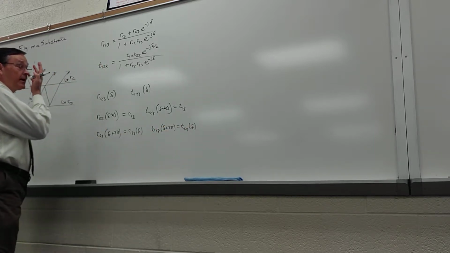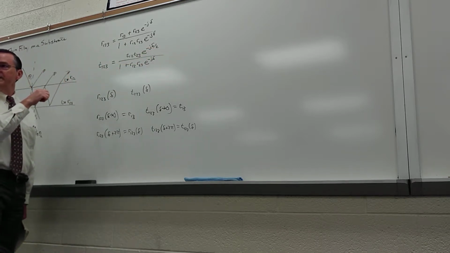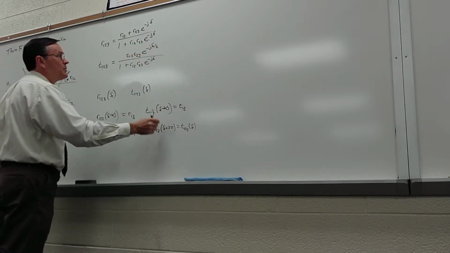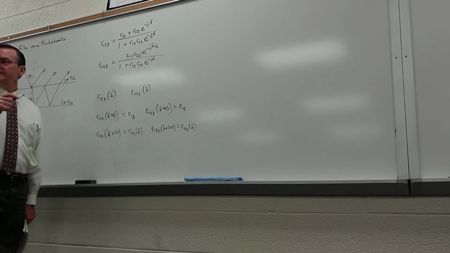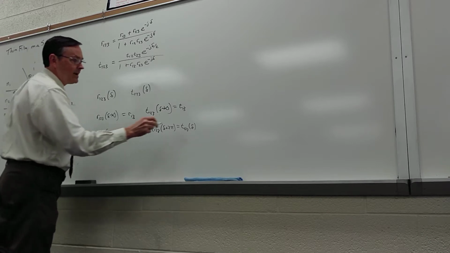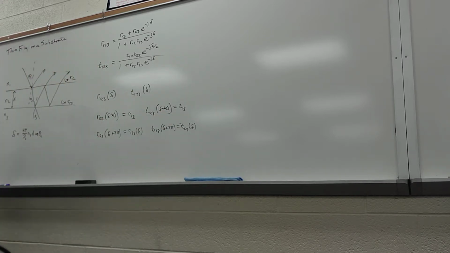But I also have this e to the minus j delta over 2 here. And if I add another 2 pi to delta, then basically this is going to be e to the minus j pi, and so I'm going to have a minus sign here. And that minus sign just says, oh, I've got a 180 degree phase shift on transmission.